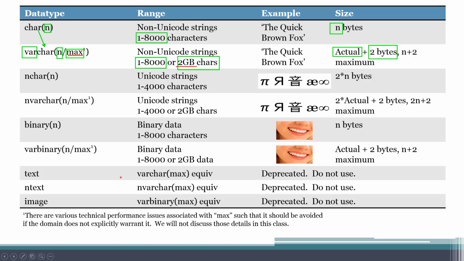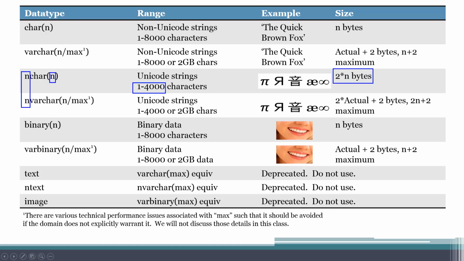Let's move on now to nchar and nvarchar. The first thing you're probably going to notice is that they look almost exactly the same, except that you have this n at the front. And really they are the same as the other two data types we just talked about. The character string has an n parameter. The limit here is 4,000 characters instead of 8,000, so it's exactly half. And the n relates to the size. In this case, it's 2 times n.